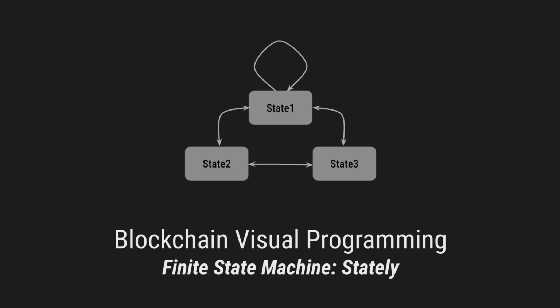A blockchain is a replicated deterministic state machine. So let's build smart contracts by visual programming as finite state machines using global or local functions. If you have watched previous videos, you know that we already have the most flexible blockchain.